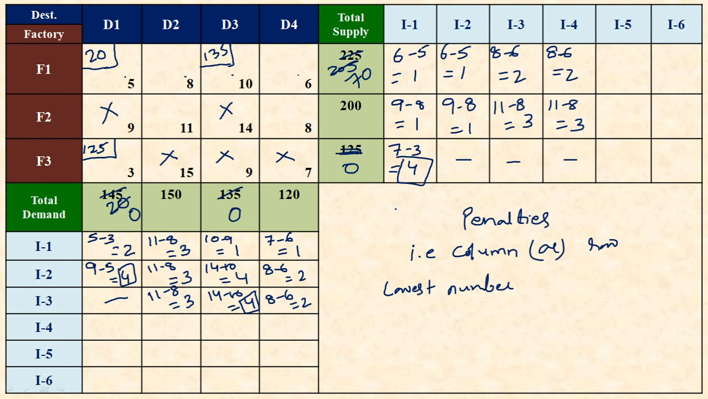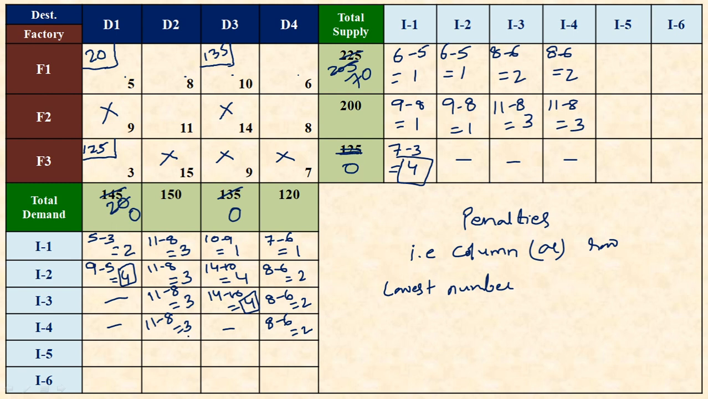So F3 no consideration. D1 no consideration. D2, 11 minus 8, that is equal to 3. D3 no consideration, and D4, 8 minus 6, that is equal to 2. So we have 4 penalties, out of which we have to select the highest one, but here there are 3. 3 is the highest.